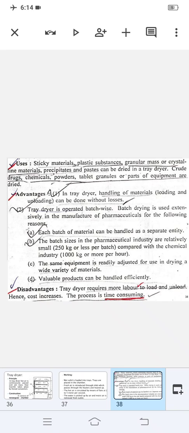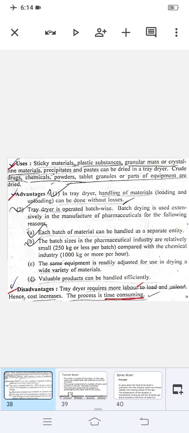And what are the disadvantages? It requires more labor to load and unload, hence the cost is increasing, and the process is time consuming. So this was your tray dryer.